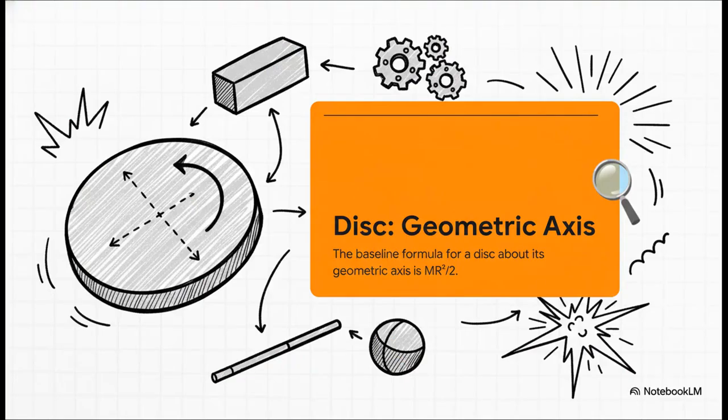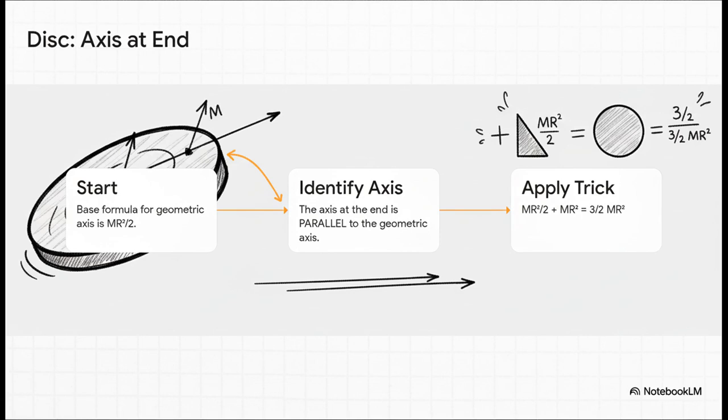Now, for the disk, the one and only formula you have to remember is for its geometric axis, and that is mr squared over 2. That's our new starting point. Everything else is going to flow from this. All right, first challenge, an axis through the end of the disk. Just like with the ring, this new axis is parallel to our geometric axis.